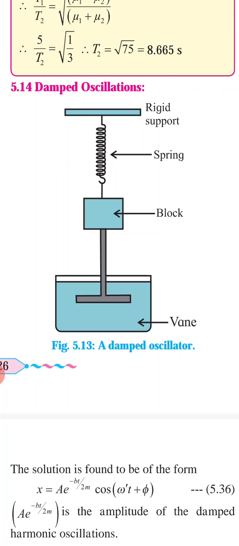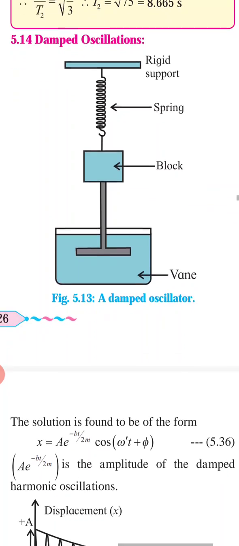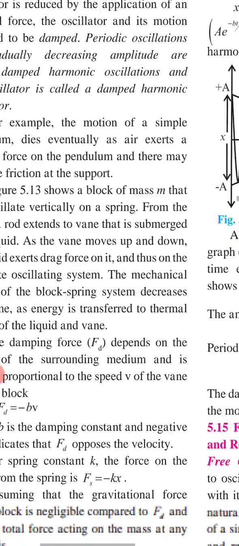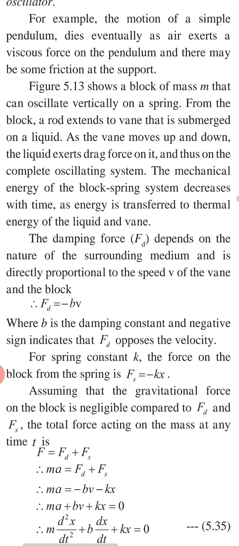So the mechanical energy of the block-spring system decreases with time as energy is transferred to the thermal energy of the liquid and vane. So this force will be the damping force. We have to consider this as a damping force. Look here. The damping force depends upon the nature of the surrounding medium and is directly proportional to the speed v of the vane and the block. So Fd is equal to minus b v, where b is the damping constant and the negative sign indicates that Fd is opposite to the velocity. So damping force and velocity are in opposite directions.